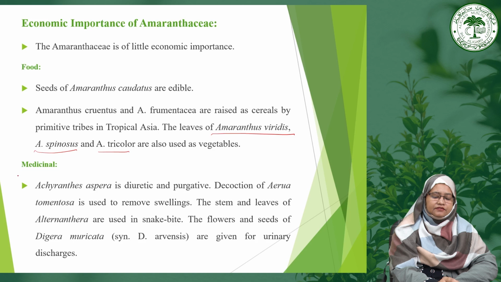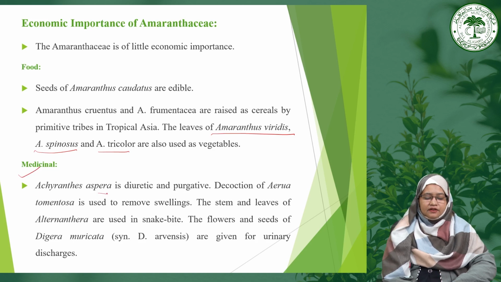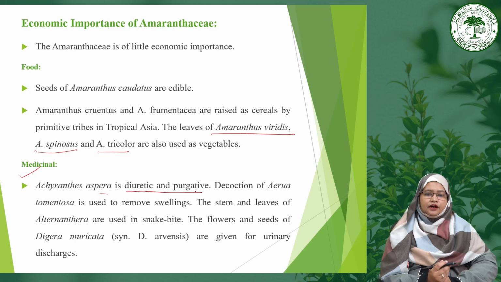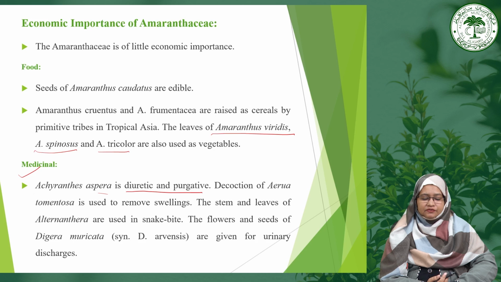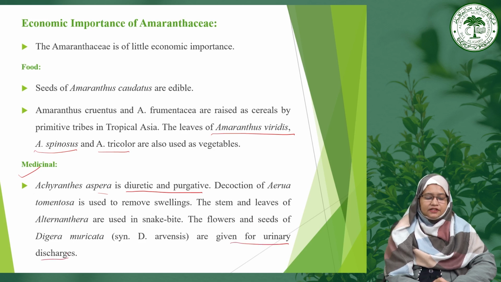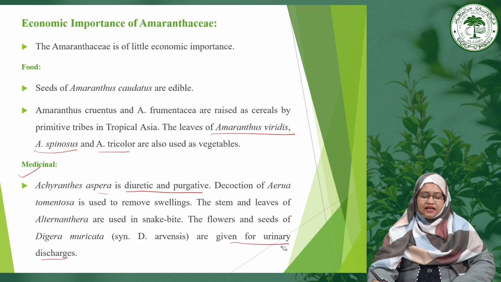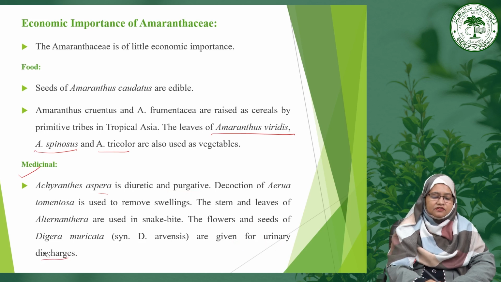Then many plants of this group are medicinal, like one of the most important ones, Achyranthes aspera, which is diuretic and purgative in nature. And the decoction of Aerva tomentosa is used to remove swelling, and the stem and leaves of Alternanthera are used in snake bite. Then the flowers and seeds of Digera muricata are given for urinary discharge. So many plants of this particular family have medicinal importance.